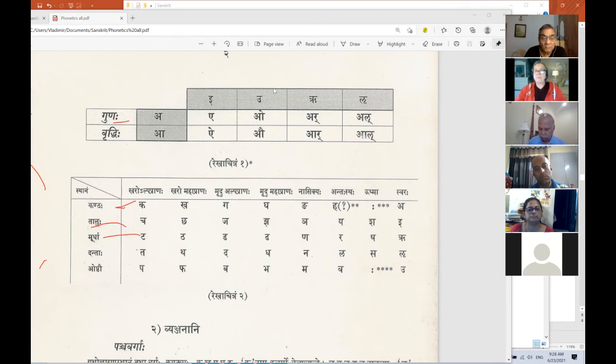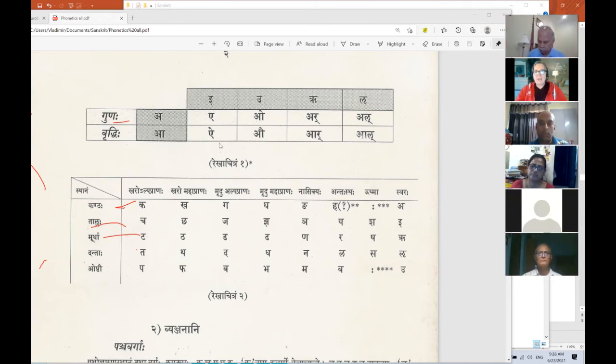Why is it important for Sanskrit? Because all derivations are built on this system. There is always a family of I, E, ai, or U, O, au. There is never a mixture between U and E family or Ri and U family. Never. You will never have something like come and then came. This will never happen in Sanskrit. A root belonging to U family will never shift to E family. This is important because that creates transparent etymology in Sanskrit.